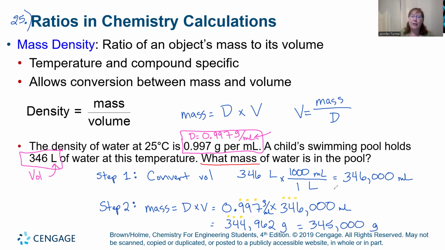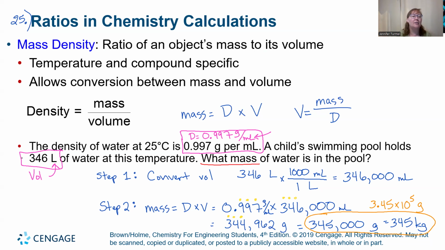And you can report that as 345,000 grams. We could report that as 345 kilograms. Both are valid. You could even, if you wanted to, report that as 3.45 times 10 to the 5th grams as well. All three of those answers are fine because we haven't specified our units. But you do have to include units so that I know what you're looking at.